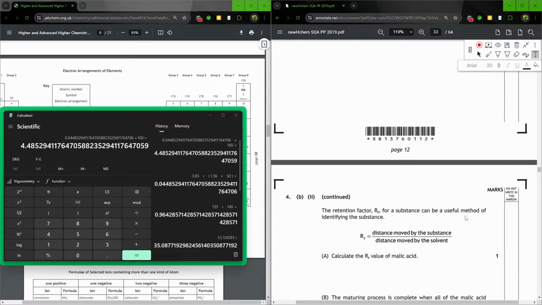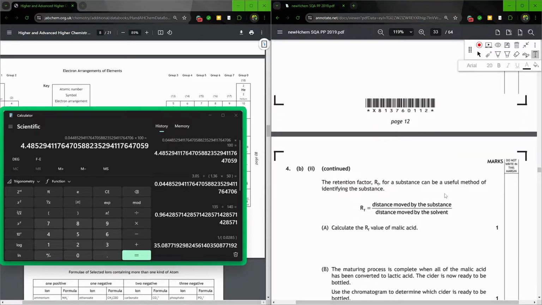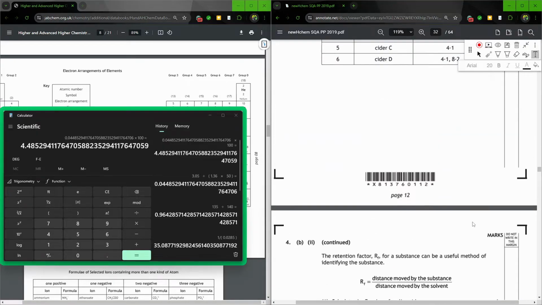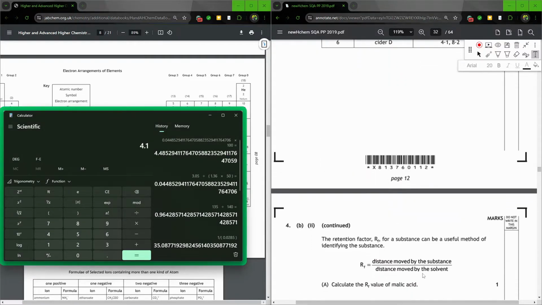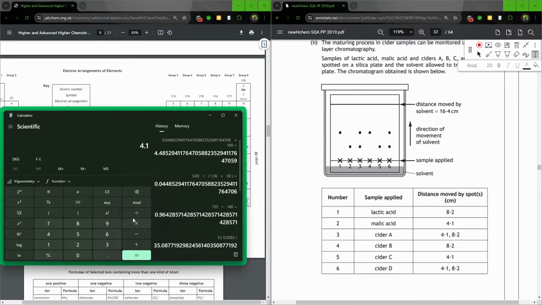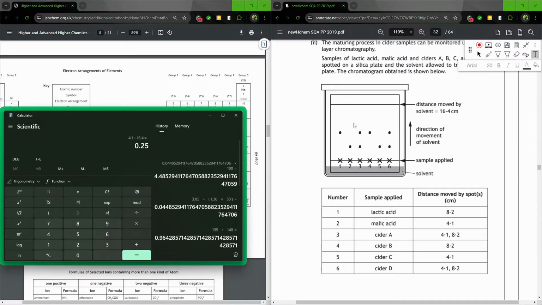So the retention factor Rf for a substance can be a useful method of identifying the substance. Rf is the distance moved by the substance divided by the distance moved by the solvent. So it wants us to calculate the Rf value of malic acid. Malic acid moves 4.1, and we divide by the solvent, which has moved 16.4, which means the Rf value is 0.25.